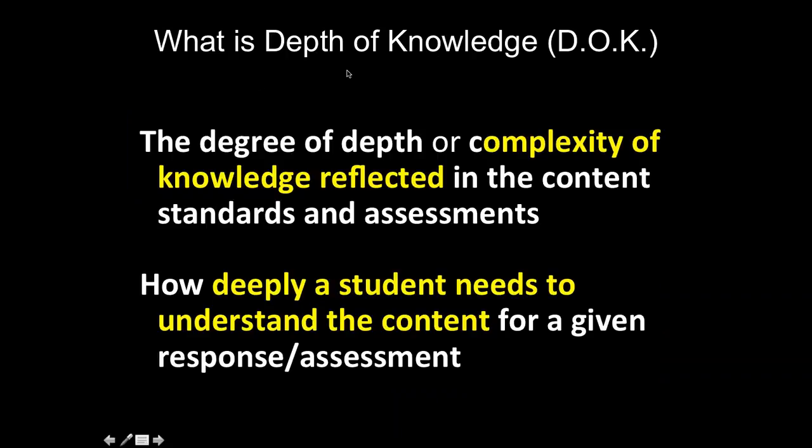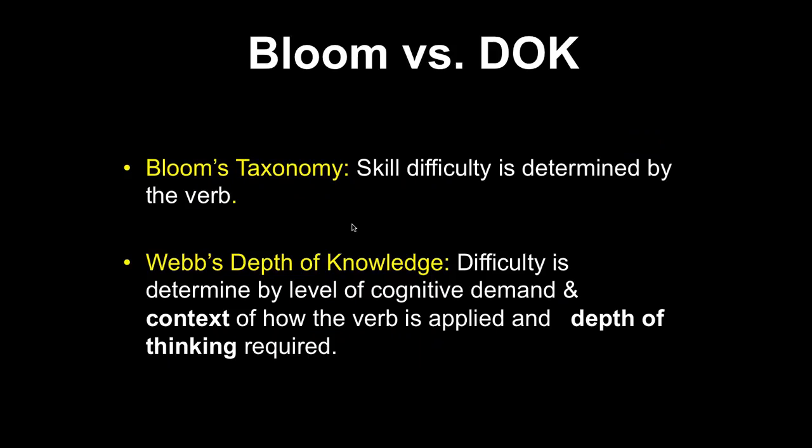We're going to use Webb's Depth of Knowledge, or DOK. This is where we look at the complexity of knowledge reflected in the content standards and then the assessment items that we'll provide that are aligned to the standards. It's important to realize how deeply the student needs to understand the content for a response to be given. This is where the content is augmented by what the skill tells us, differently though than Bloom's taxonomy. Bloom was a taxonomy: the skill difficulty was determined by the verb and it built from lowest to highest. Webb's Depth of Knowledge is not a taxonomy. It doesn't necessarily build. Difficulty is determined by the demand and the context and how the verb is applied.